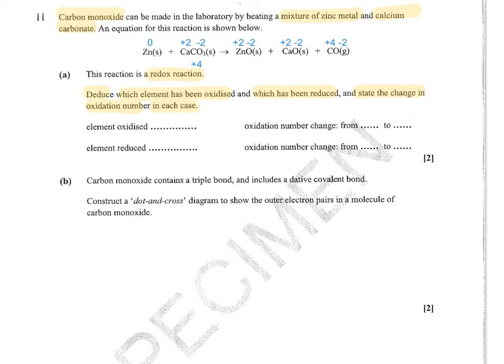So you can see quite clearly that zinc goes from 0 to +2, so it's an oxidation. And the carbon, sorry to make a slight correction there, carbon goes from +4 to +2, so that's a reduction. So now we can decide what to write in the spaces below.